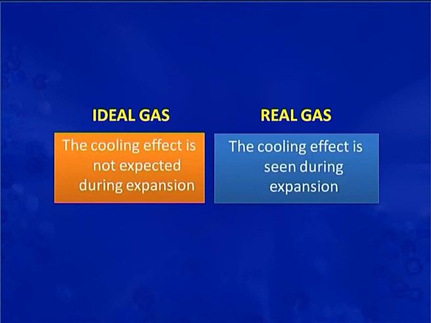The cooling effect is not expected during expansion. When we expand an ideal gas, no thermal effect is observed, while in case of real gases, a cooling effect is seen during expansion. This is the Joule-Thomson effect. When we expand gas, the temperature decreases. So, this is the comparison between ideal gas and real gas.